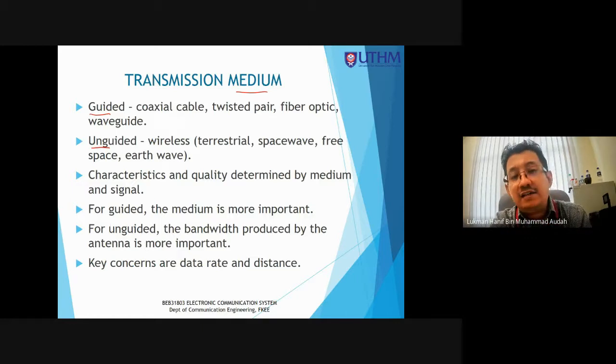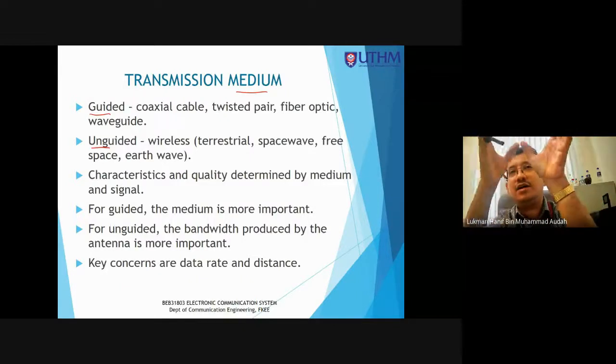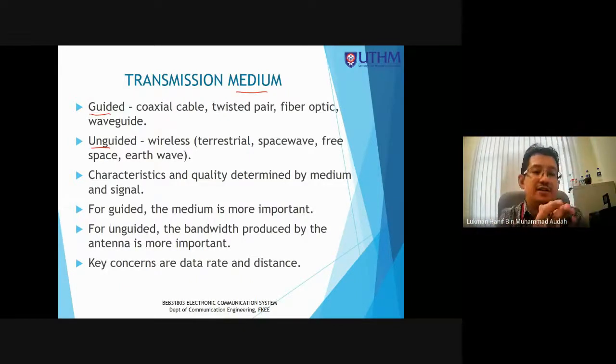Okay, unguided bermaksud signal itu it's not guided from the transmitter to the receiver. So dia boleh pergi pada arah yang berbeza-beza. Signal itu boleh pergi pada arah yang berbeza, tidak di-guide, tidak kita guide daripada transmitter kepada receiver. It can move to many different directions. So this is for the wireless. Wireless, for example, terrestrial, space wave, free space, earth wave.